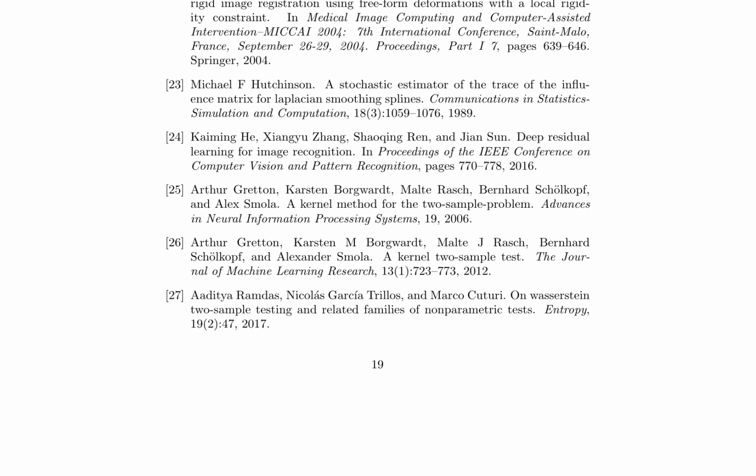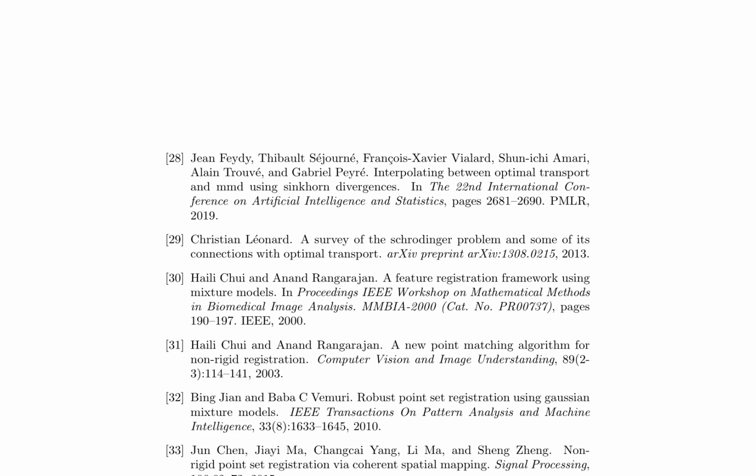The authors also discuss volume-preserving non-rigid registration, freeform deformations, and local rigidity constraints, showcasing their applications in medical imaging and computer vision. Furthermore, the review explores the use of stochastic estimators, Laplacian smoothing splines, and deep residual learning for image recognition. The authors highlight the importance of kernel methods, such as the two-sample problem and Wasserstein two-sample testing, in nonparametric testing. In addition, the literature review delves into the realm of optimal transport, Sinkhorn divergences, and the Schrödinger problem, demonstrating their connections with point set registration.